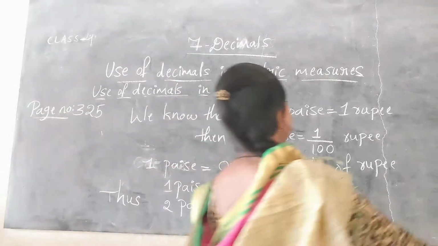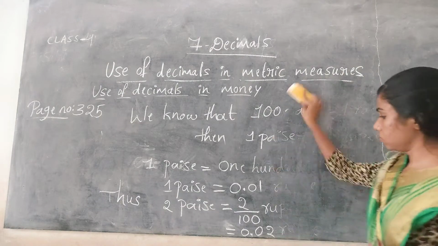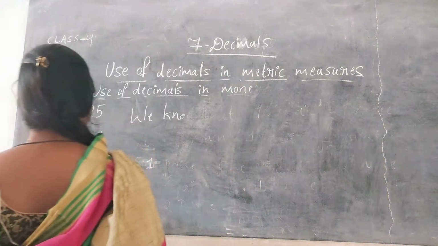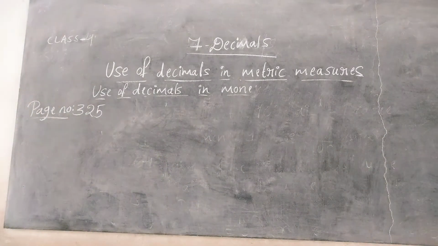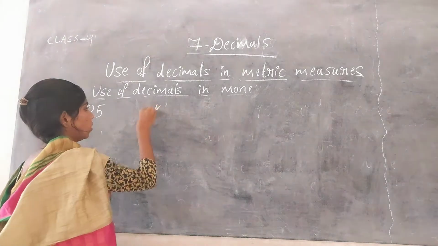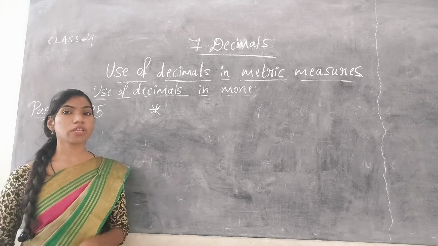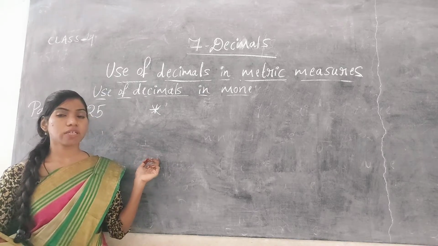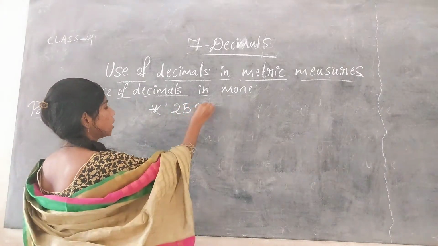Okay, next. 1 paise is equal to 0.01 rupee. Then 2 paise is equal to 0.02 rupees. Next, 25 paise.